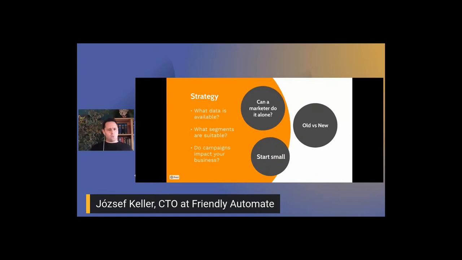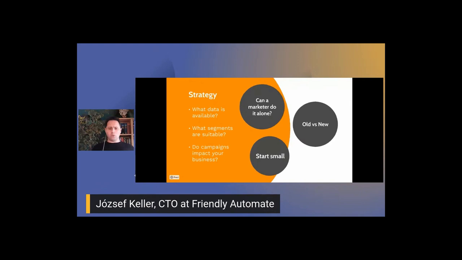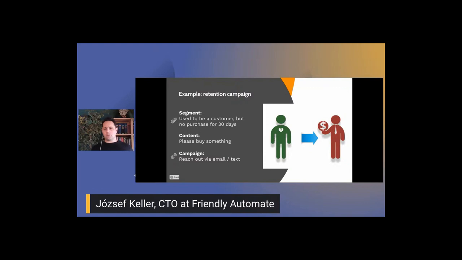Where can we start? And we are always trying to start small. This is super important. If you are an agency yourself, you probably experienced that the customer hears what you can do and they're right away trying to build a starship. No need. We usually start with something small, like a basic retention campaign. Someone used to be a customer, didn't purchase for 30 days. So we send out an email, please buy something, via email or text. And then you can grow this later.